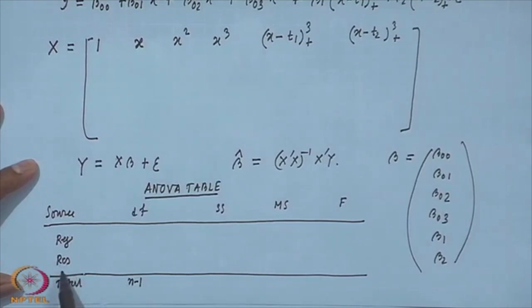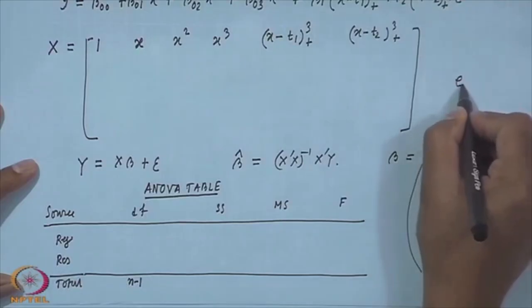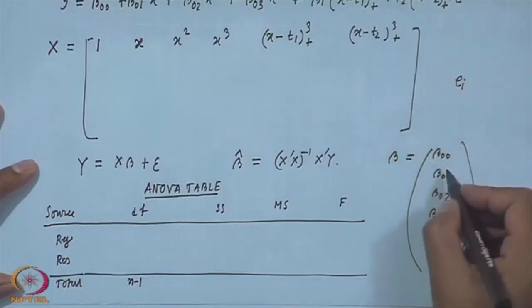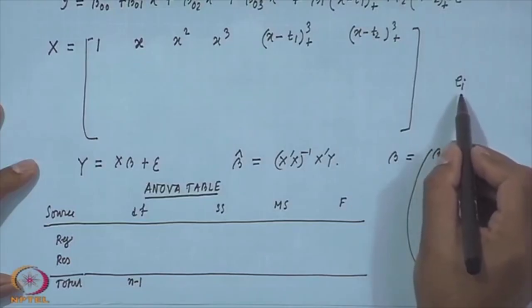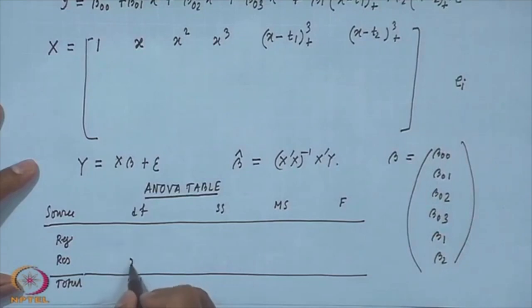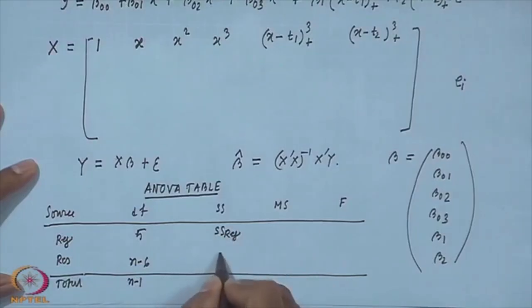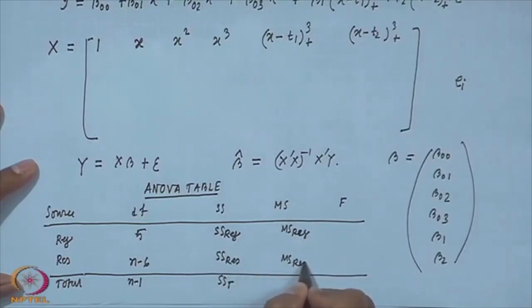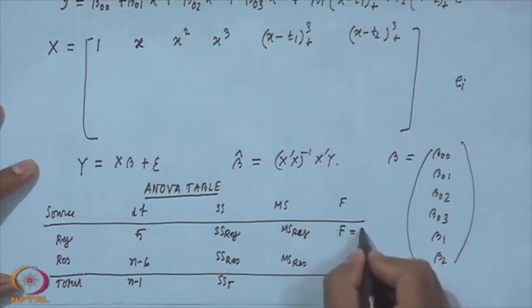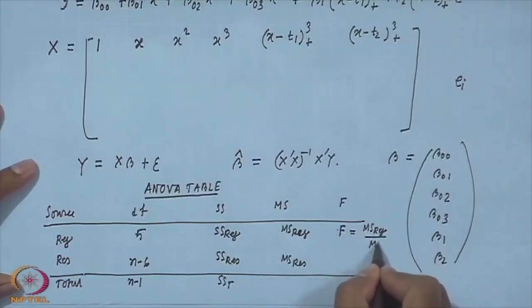And here you can see that there are 6 parameters to be estimated. So, when you compute the degree of freedom for residual, there are n residuals e i, and since you have 6 parameters, there will be 6 restrictions on e i. So, the residual degree of freedom is n minus 6. So, the regression degree of freedom is then 5, and so this is SS regression, SS residual, SST, and once you divide these by 5 and n minus 6, you will get MS regression, MS residual, and here is the F statistic, which is MS regression by MS residual.